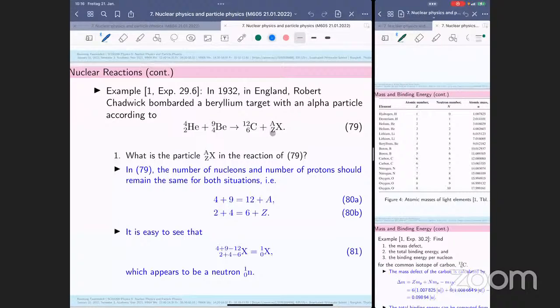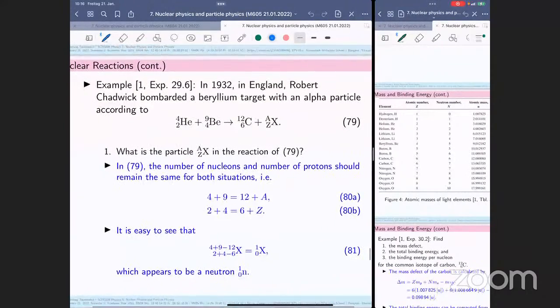Okay, and one important thing is another particle, which is denoted here by X. X is unknown, and A is the number of nucleons. Z is the number of protons inside the nucleus, right? So the question is, what is the particle X with A and Z? The X is not known because we don't know which element it is, right? In the reaction process in this equation, what is the particle X? So how could we solve this problem?